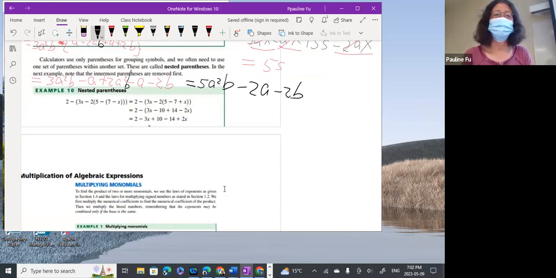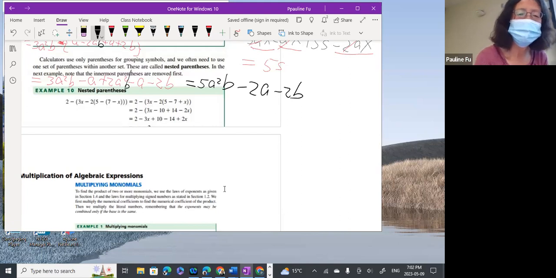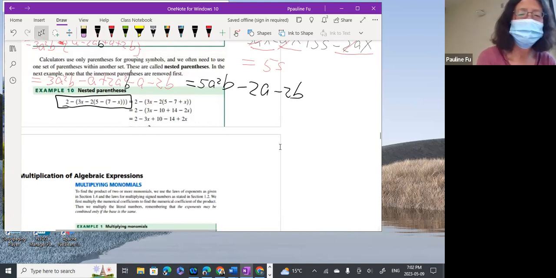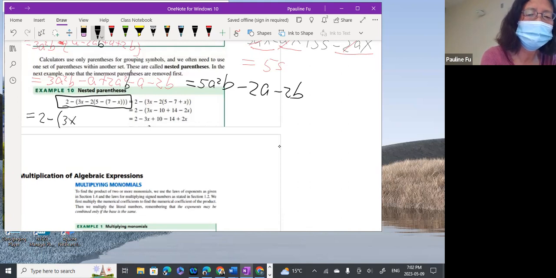Nested parentheses. So let's do this. This is the original question. Start from here. Example 10. Okay, so nested. Copy down 2. Copy down 3x. Copy down -2. Copy down 5.